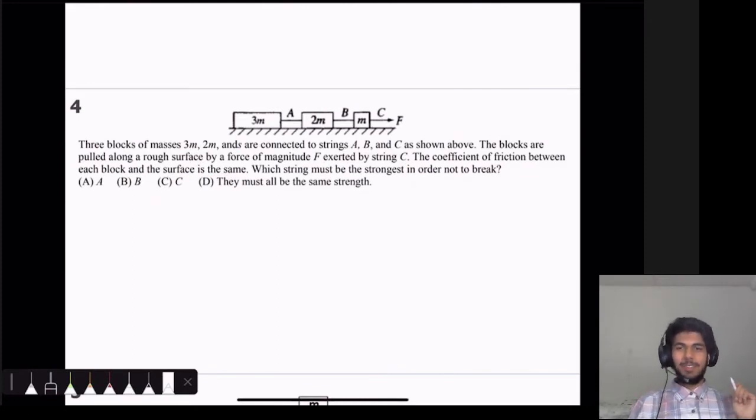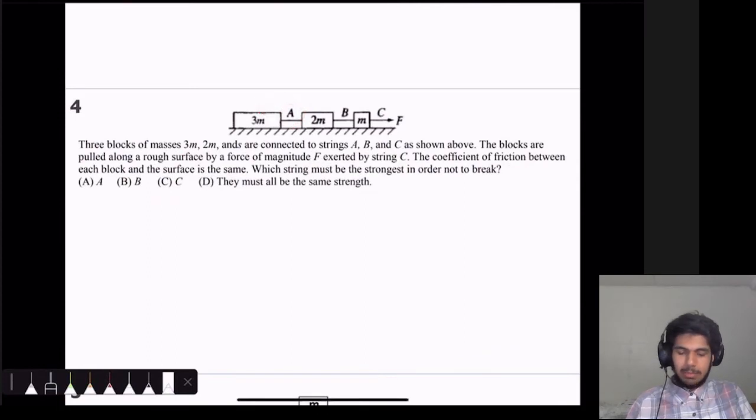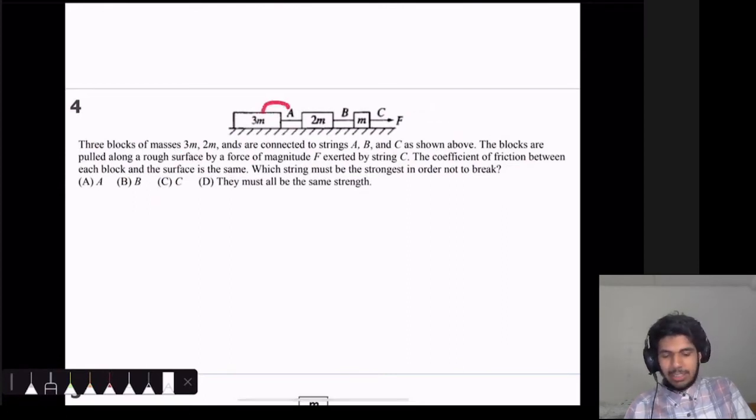Interestingly, even though we've been talking about friction, and they've been giving us information about friction, it's kind of a red herring. We're really considering tension in these strings. And well, this string A is only pulling this 3m block, right? Because the thing is going to the right, so the only thing to the left of it that string A would be pulling is this 3m block.